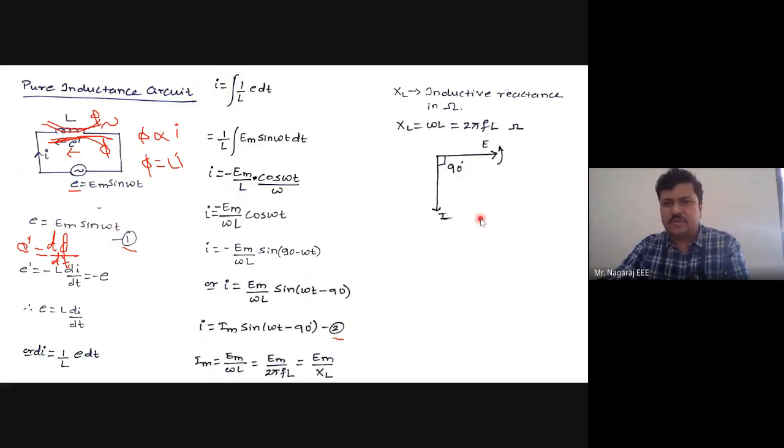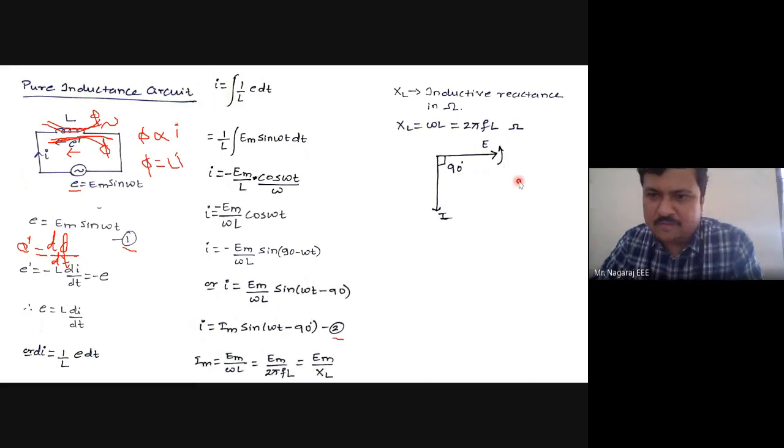That is given by this vector diagram. E is the reference vector I have considered, because I am taking voltage as reference in this circuit. I know the amount of voltage I am applying, but I don't know the amount of current flowing, as that depends upon the circuit parameters. Therefore, I take voltage as reference and want to know the current with respect to voltage. From equation 2, comparing it with equation 1, the current is lagging behind the voltage by an angle of 90 degrees.